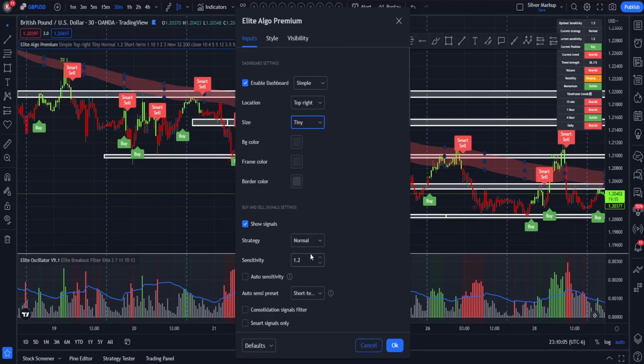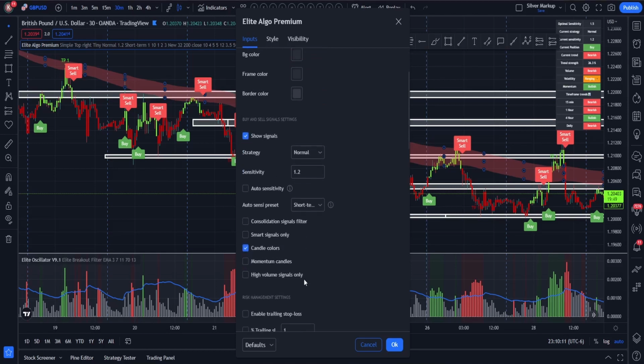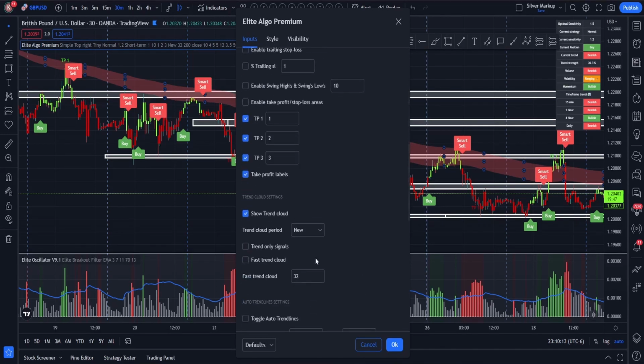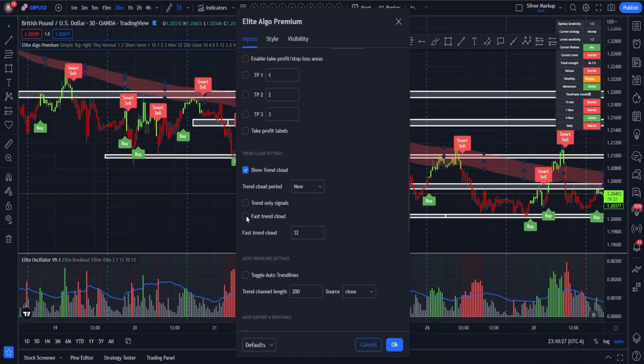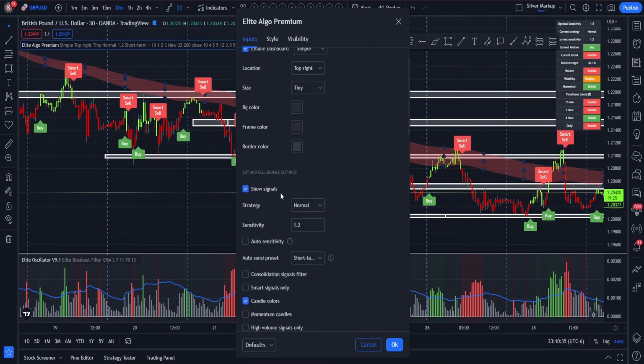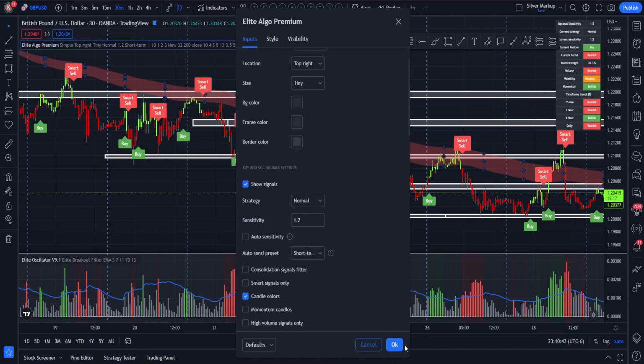doing the show signals normal strategy, and then the sensitivity at 1.2. You want to color the candles, and you don't really need take profit labels for this one, but you want to show the trend cloud. Honestly, the way I do it, I like to have a clean chart and set it up just like this. So we're not doing too much with the premium indicator. It's just going to act as confluence versus the actual entry.